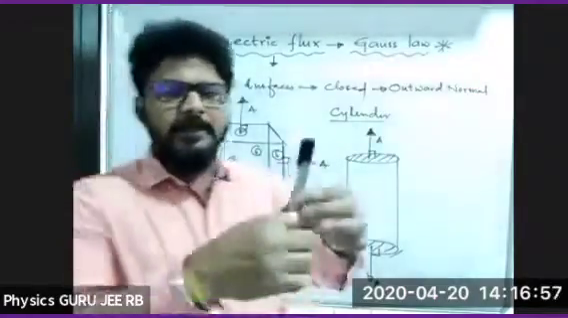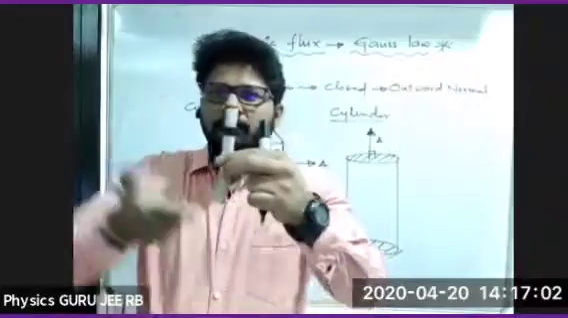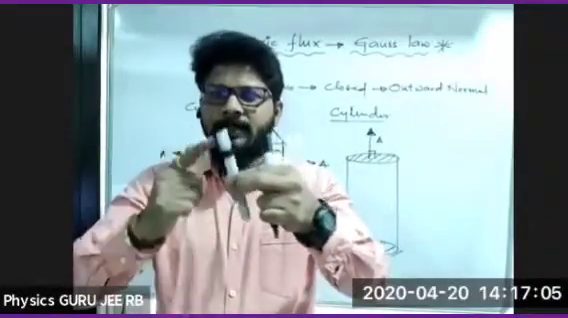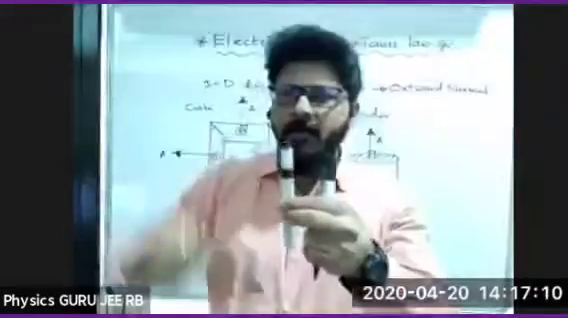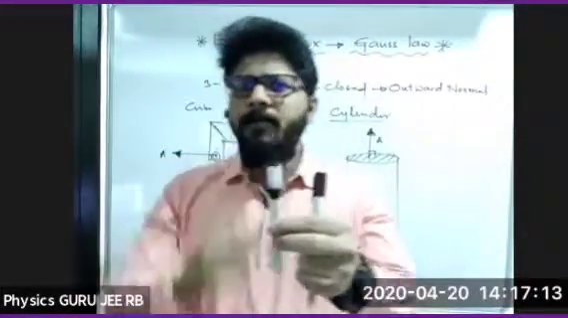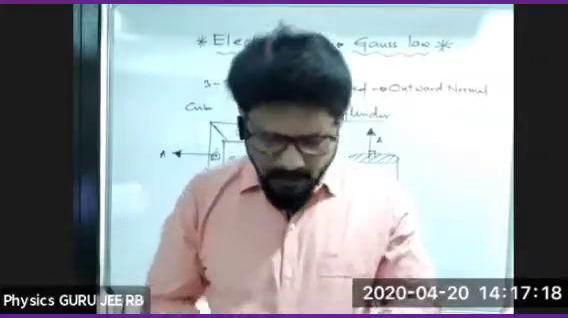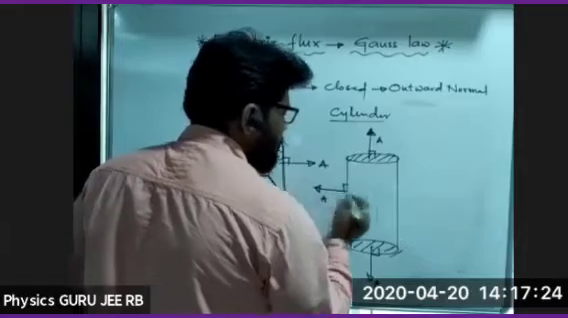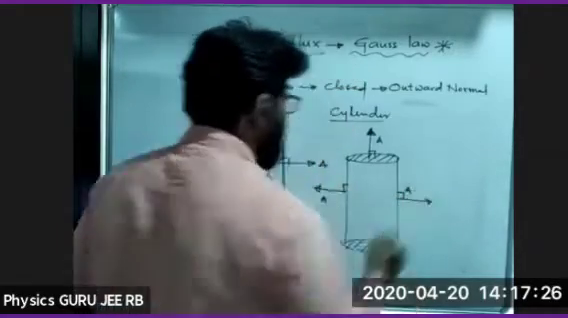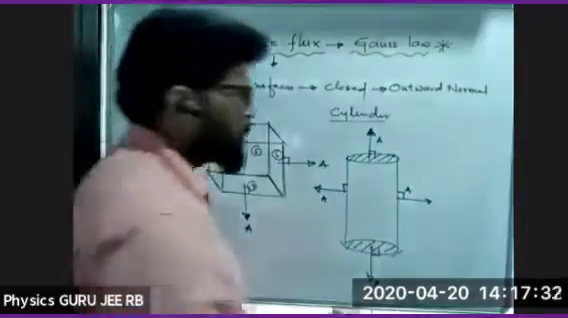So 1, 2, upward and downward areas, and here 1, 2, 3, 4, 5, 6, 7. We can take any point. That means here also we can show one area, and here also one area. Is it clear? So a cube and a cylinder. Hopefully, if you take a sphere, let me take a sphere.